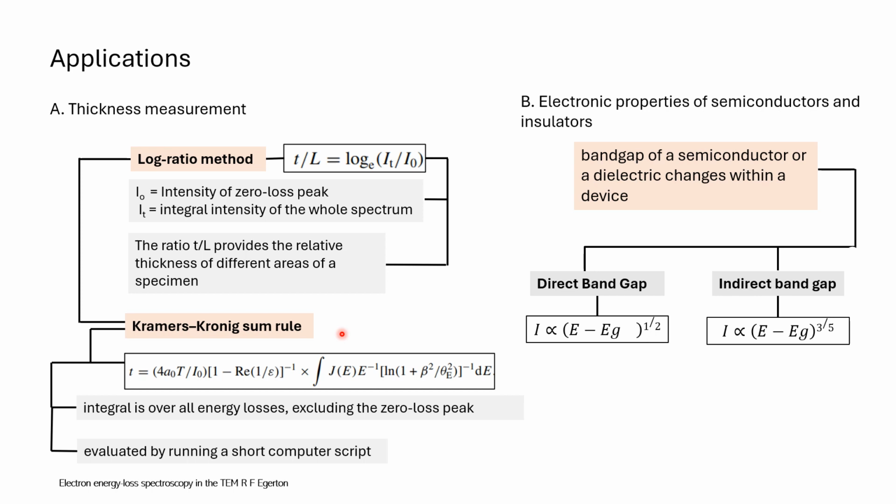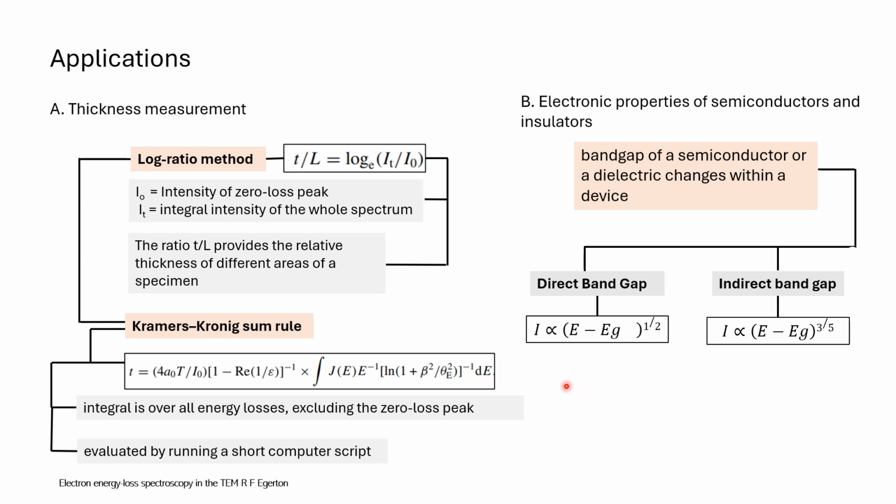The second application is the electronic properties of semiconductor and insulator. As the size of the devices shrink towards nanometer, TEM and EELS are used increasingly. It is very much useful to determine the band gap of a semiconductor, and as the band gap energy is related to the intensity of these two equations, we can easily characterize the type of semiconductor, and also we can calculate the energy of the band gap, right?